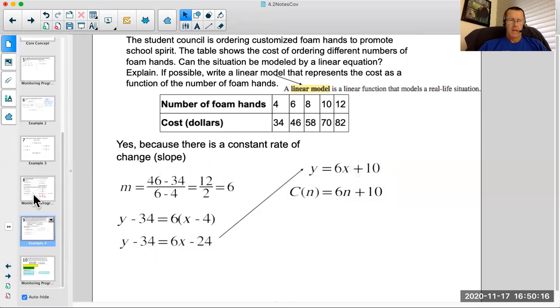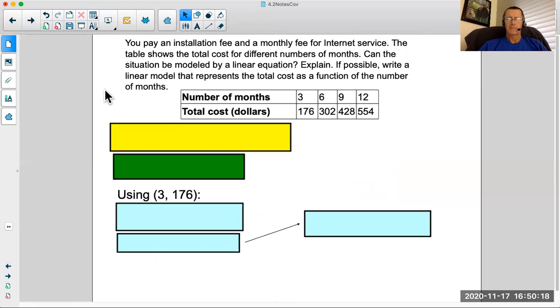All right, and let's try one more here. You pay an installation fee and a monthly fee for internet service. So when they come to install your Wi-Fi, your router, you're paying a fee for them to come. And then you pay for monthly service. Although sometimes you can get the installation fee waived if you're switching companies. The table shows the total cost for different numbers of months. Can the situation be modeled by a linear equation? Explain. If possible, write a linear model that represents the total cost as a function of the number of months.